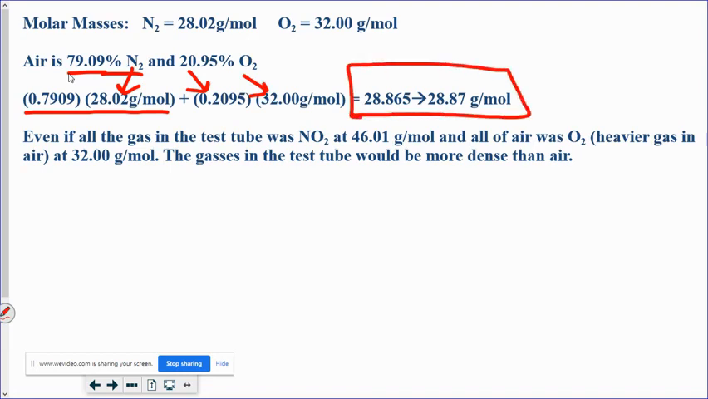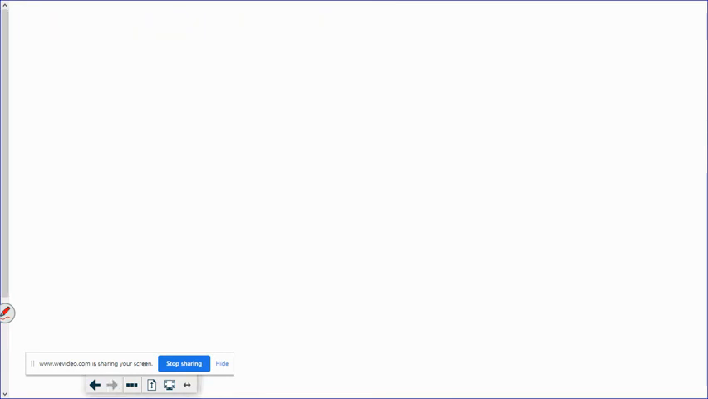If we look at the test tubes, we have NO2 in there, which is 46.01 grams per mole. And if we look at that, that is heavier than what the molar mass of air is. So if we were to open our test tubes, we would expect the gases to come rolling out and hit the floor. And that is it for the 25s.